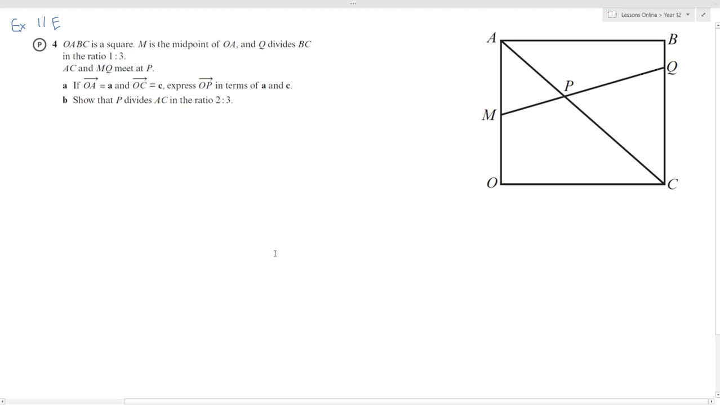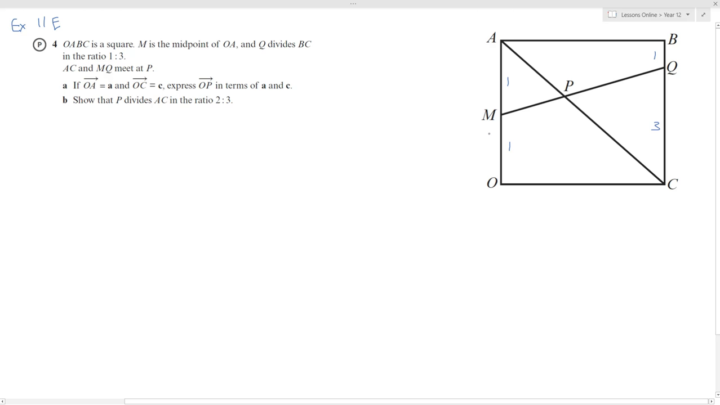Okay, we're looking at question 4, exercise 11E. We're given a square, OABC. M is the midpoint of OA, so OM to AM are shared in equal proportion, so that's 1 to 1, because they're equal. And BC is divided by Q in the ratio 1 to 3. So that's the smaller side there, so that's 1 and that's going to be 3.